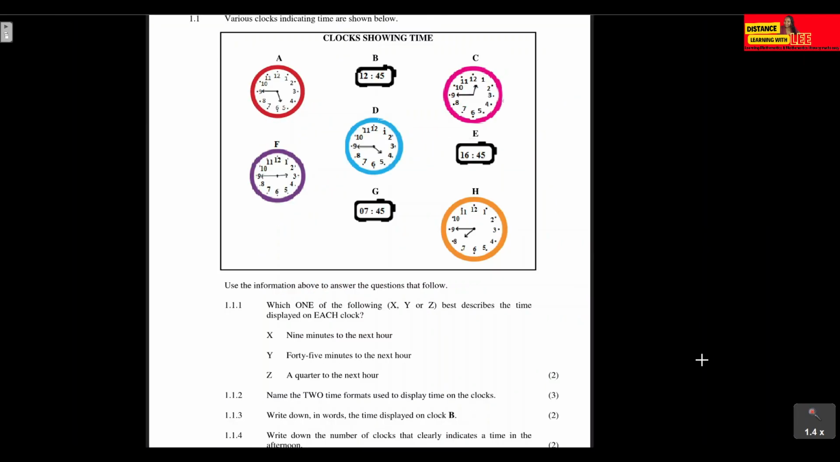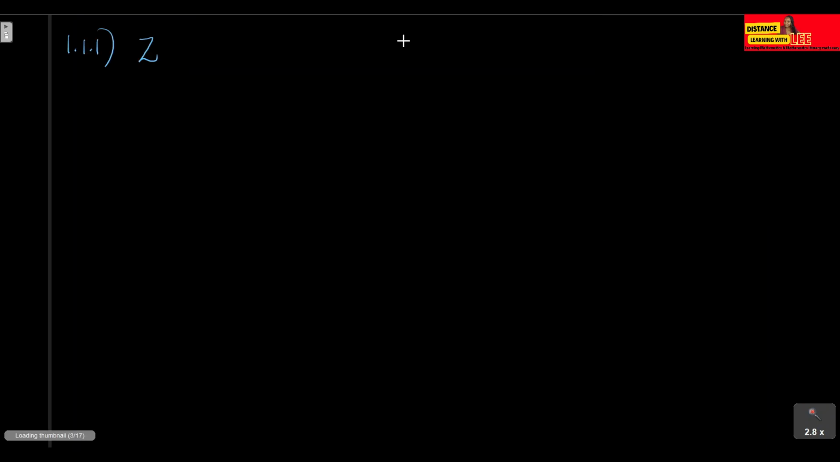We said that the letter that best describes the time displayed on each clock is Z, because all these clocks show that it's a quarter to the next hour, and I explained why. So we're going to write Z. Let's have a look at the next question.